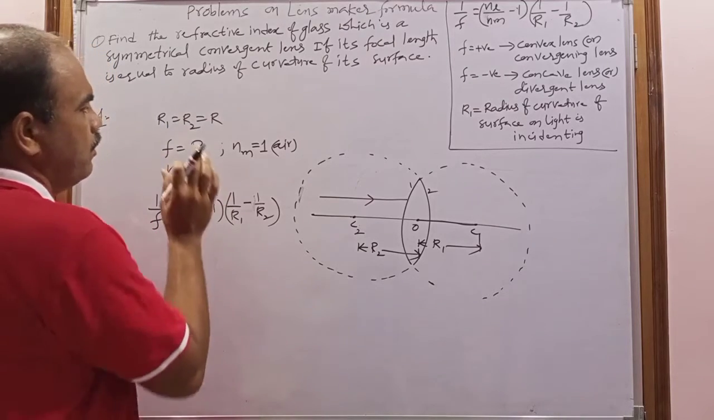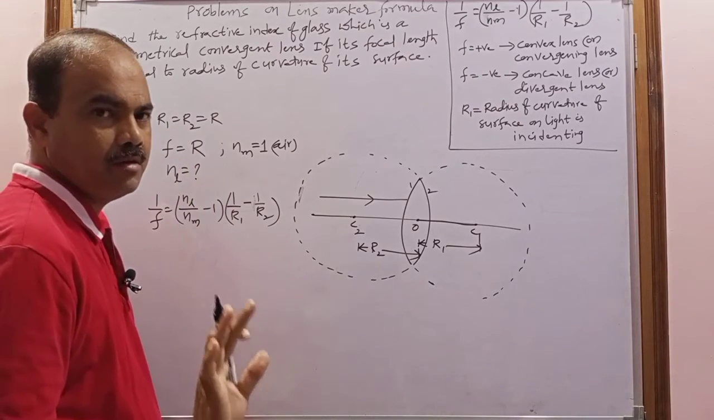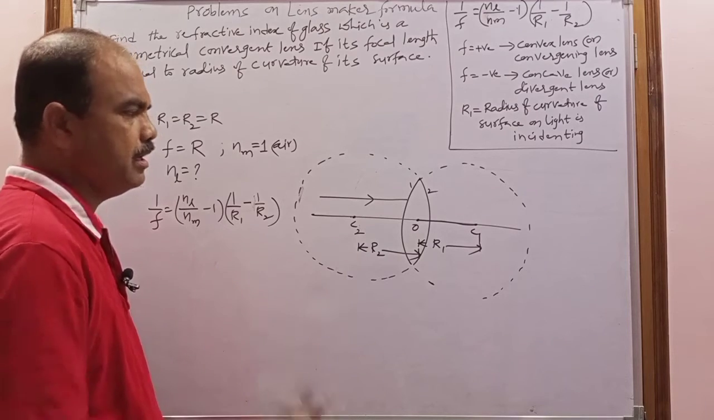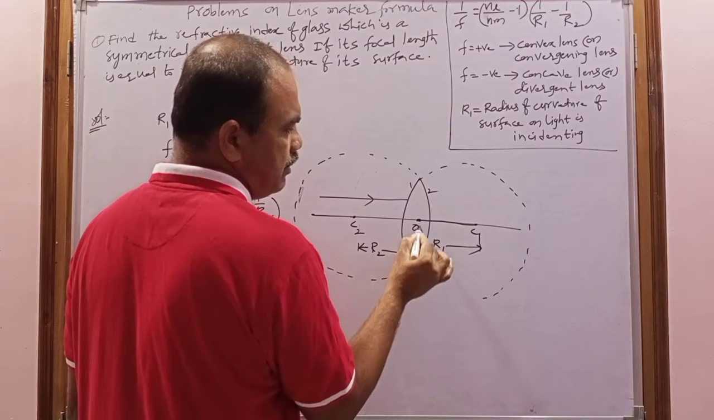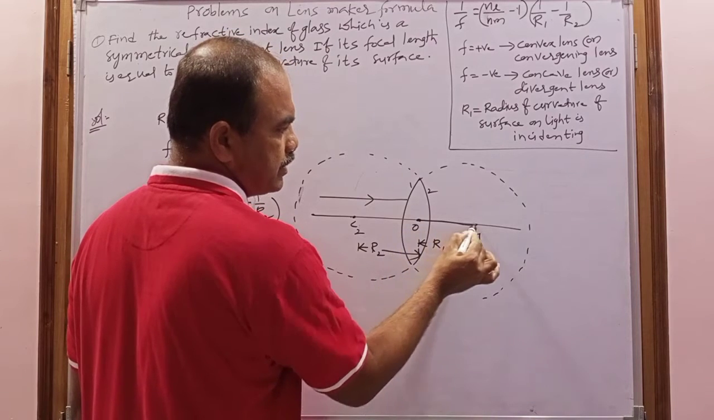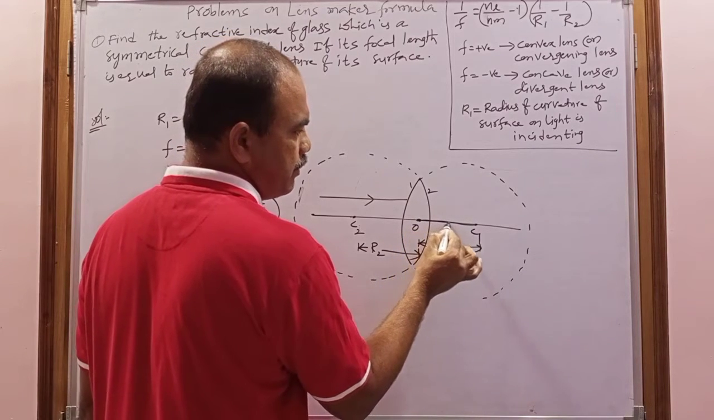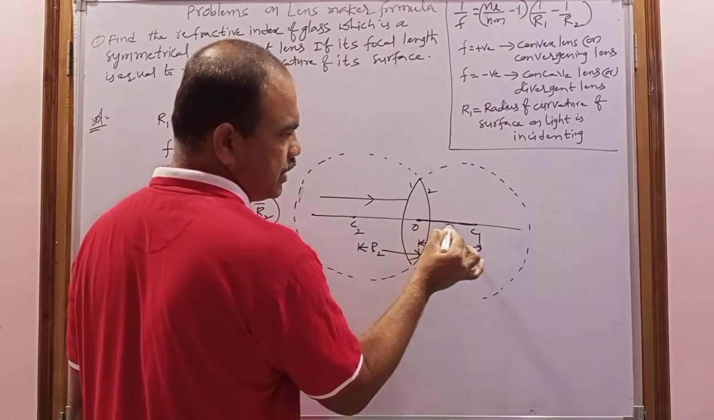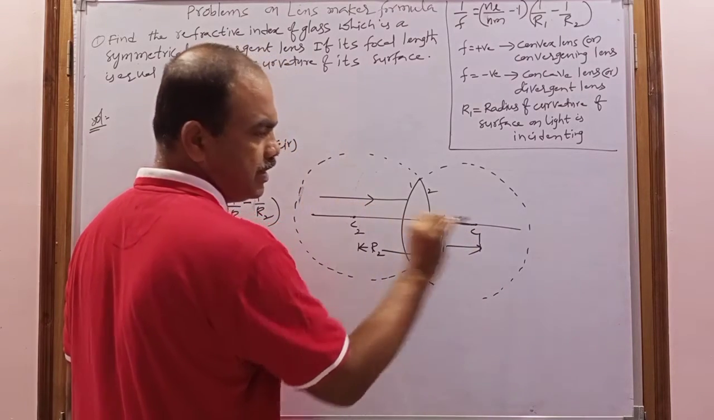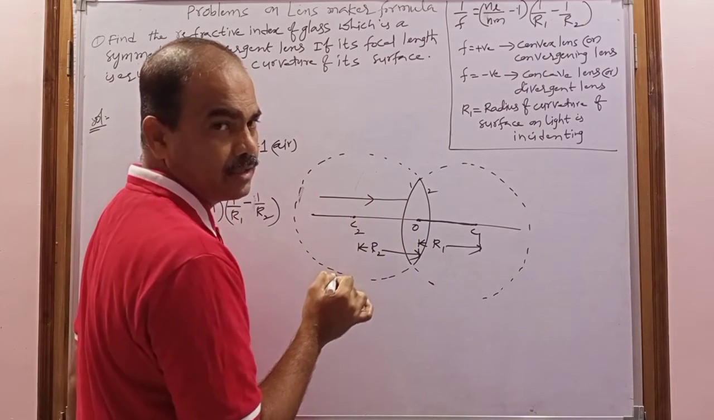For known things you have to apply the sign convention, but for unknown things don't apply the sign convention. Now, to measure R1, what is R1? The distance from the optic center to C1. So when you measure the radius of curvature, in which direction are you moving? In the direction of the incident line.